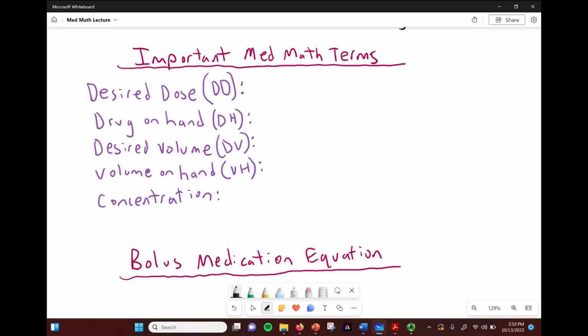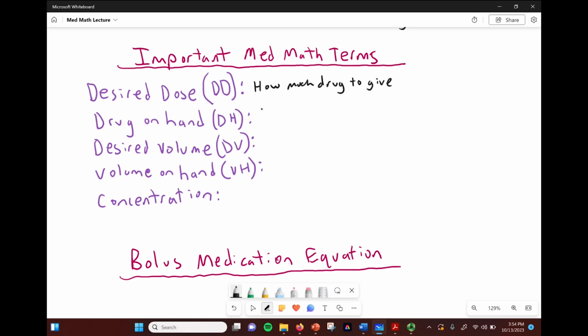So the first term that's really important to understand is my desired dose, right? And this is really just answering the question, how much drug to give? How much drug are we trying to give? How much medication? What's our desired dose that we're trying to give to our patient? Now, the next important thing is drug on hand, and I'll abbreviate that with DH. Desired dose was DD. Drug on hand, DH.